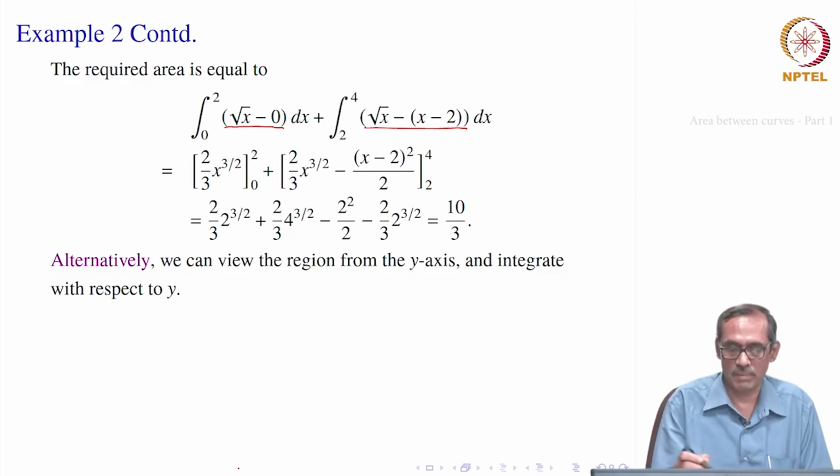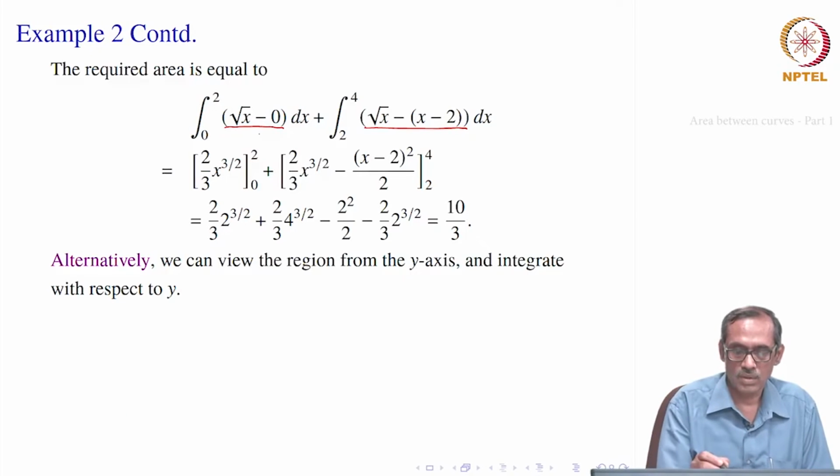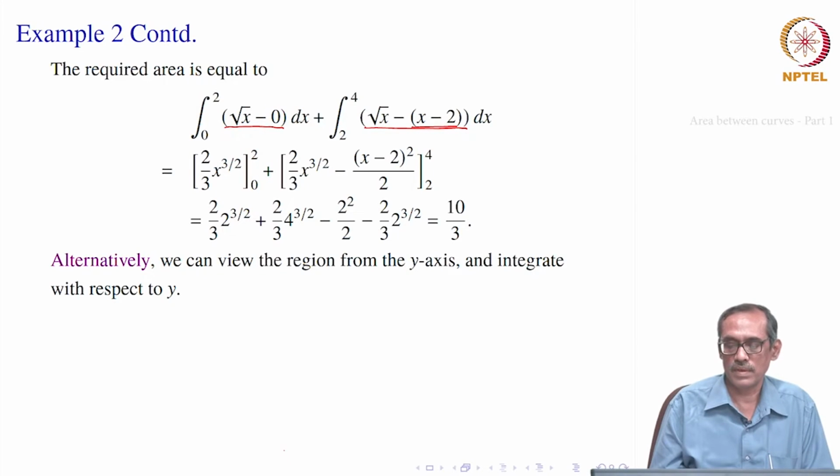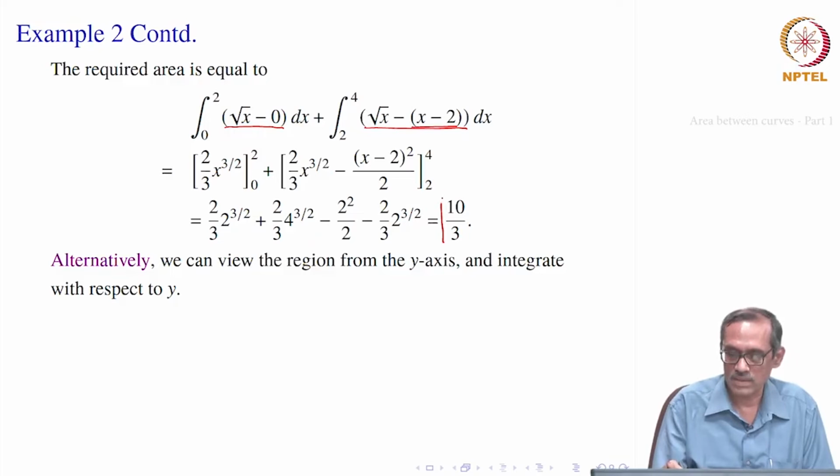So, this step is crucial. After that it is usual computation with the integrals. So, now when you take x to the power half, that gives x to the power 3 by 2 divided by 3 by 2, which is 2 by 3, and that is to be evaluated at 0 and 2. Similarly, the other one, it is root x, so that gives 2 by 3 x to the power 3 by 2, and it is x minus 2, so it is x minus 2 whole square by 2, and the whole expression is to be evaluated at 4 and 2 and then subtracted. So, we do that and we get the answer as 10 by 3.